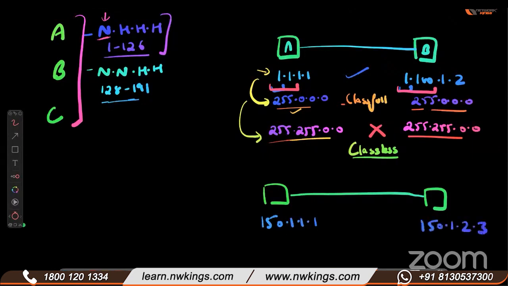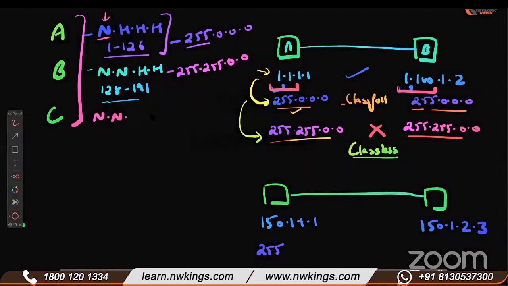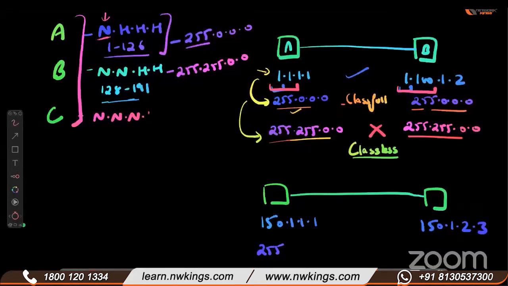150.1.2.3. So tell me, with the default subnet mask, the default subnet mask is 255.0 because you have one network part. So you have two network parts, so the default subnet mask will be 2 times 255. And C will be 3N and 1H. Okay, so the 3N means 3 times 255. So this is the default subnet mask.